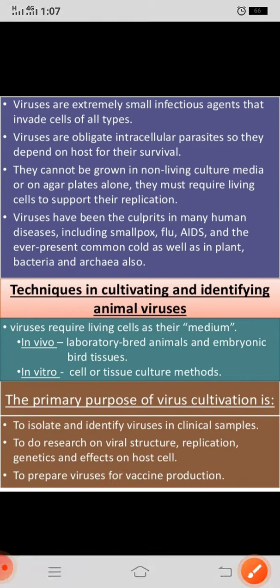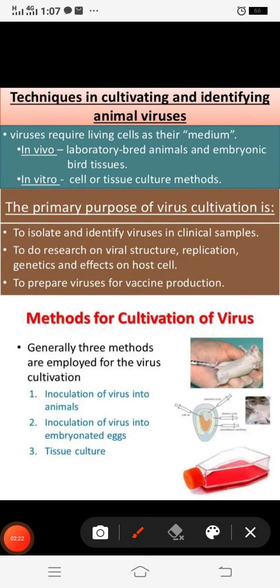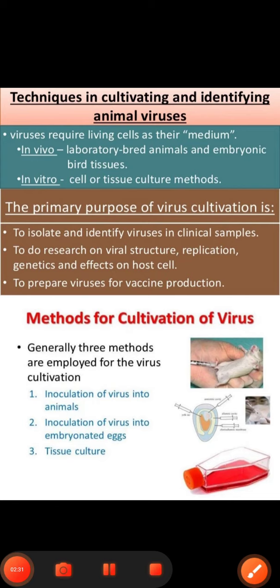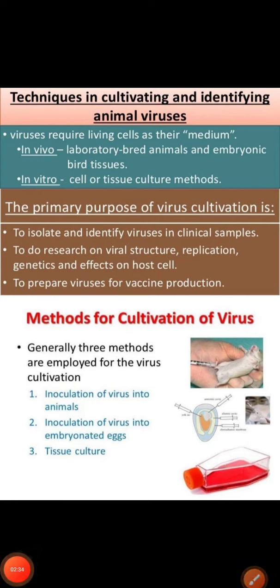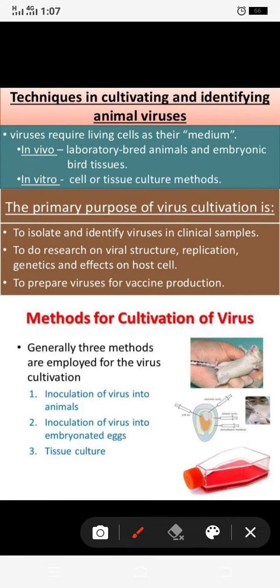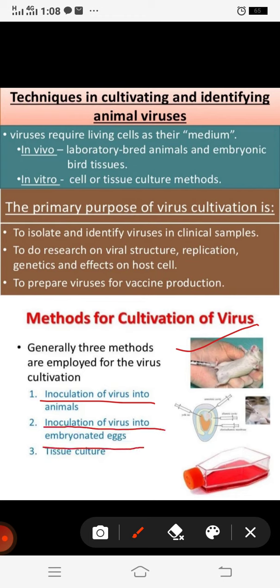Okay, let's move on. We already discussed the techniques and primary purpose of virus cultivation, and now the methods of cultivating viruses. Generally three methods are employed for virus cultivation. Number one is inoculation of virus into animals. Number two is inoculation of virus into embryonated eggs or fertile eggs. Number three is tissue culture.